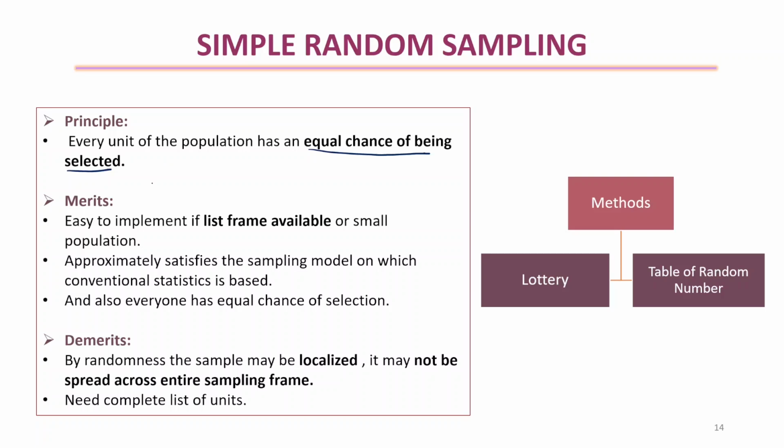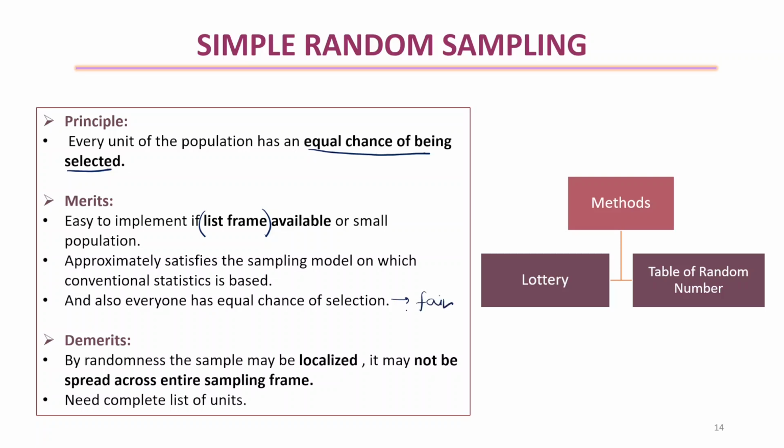The merit of this sampling is it is very easy to perform, especially if the population is small and you already have a complete list of individuals, the list frame from which we have to take the sample. Second, because the selection is random, statistical analysis becomes easier and the sample usually represents the population well. Third, everyone has an equal chance of being selected, making the process very fair.